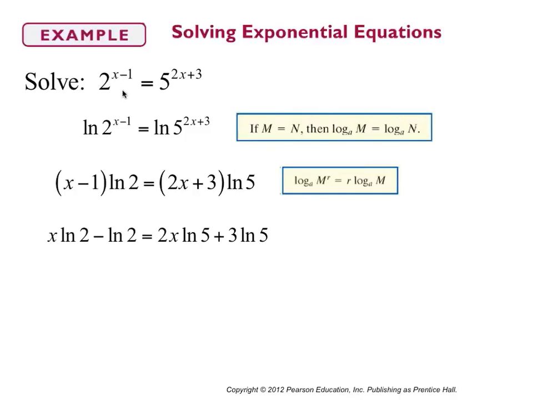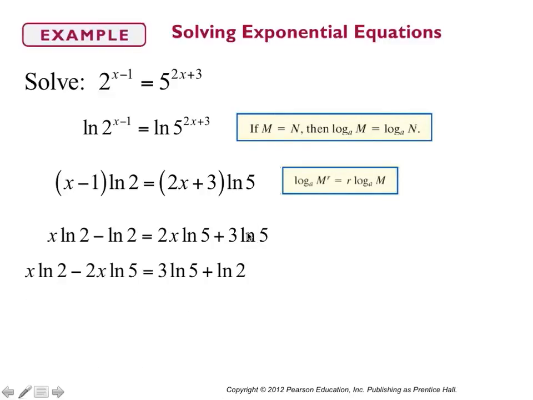So on the left-hand side, you get x ln 2 minus ln 2, because 1 times anything is just itself, equals 2x ln 5 plus 3 ln 5. Now the whole goal is to get x by itself. So what we need to do is get everything that has an x attached to one side, everything else to the other side, factor out an x, and then divide.